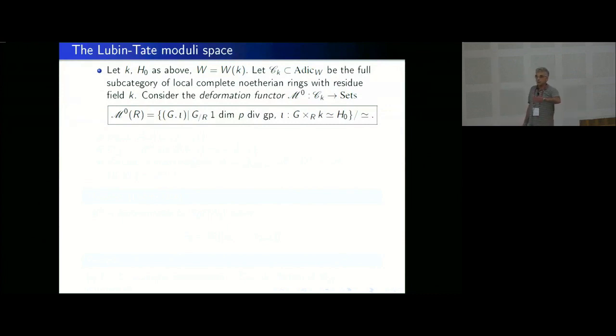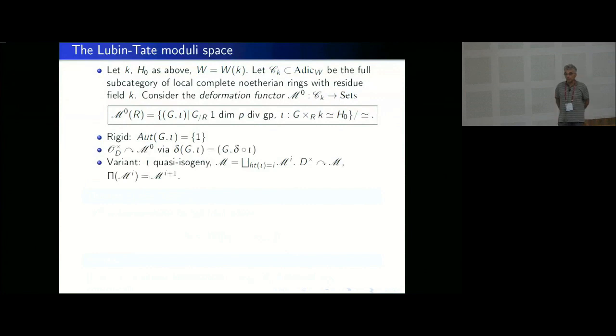It's a functor from the category CK to sets, right? Any map from R to R prime induces, of course, by base change, a map from the (G, iota) over R to the (G, iota) over R prime. And it is rigid, okay? It doesn't have any automorphisms exactly because of this iota and because of what we said before about the injectivity of reduction, okay?